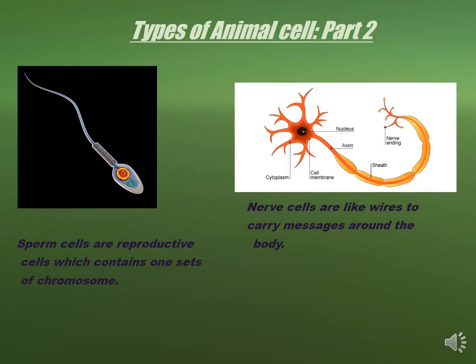Sperm cell. Sperm cells are reproductive cells which contain one set of chromosomes. Nerve cell. Nerve cells are like wires to carry messages around the body.